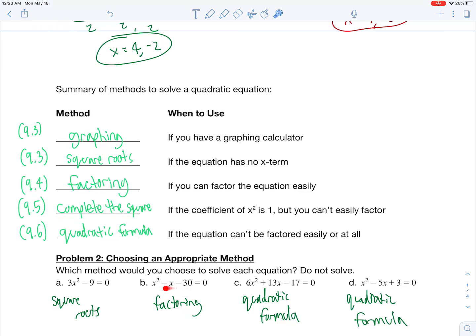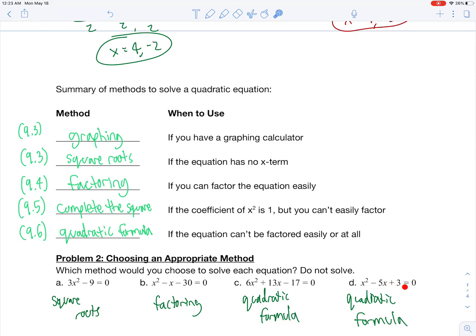Next question, I could solve this using factoring. Think of two numbers that multiply to get negative 30 and add to get negative 1. And next question, this is one that maybe works with factoring, but I don't really want to bother with coefficients that large. I could just plug those into the quadratic formula and be done with it.